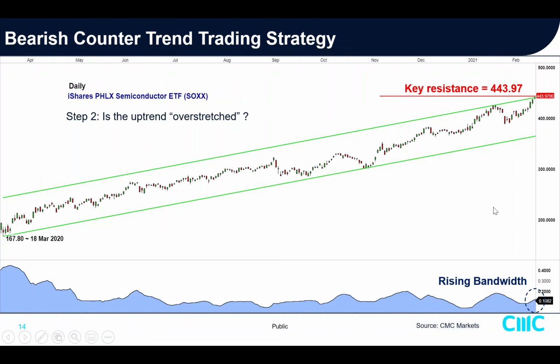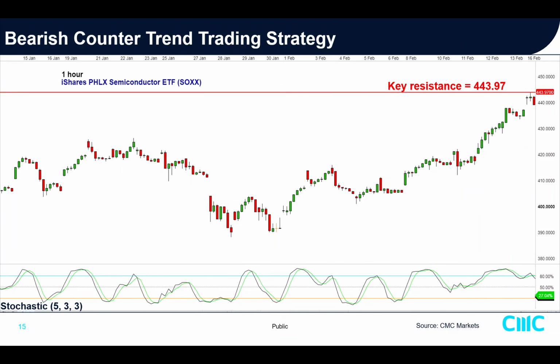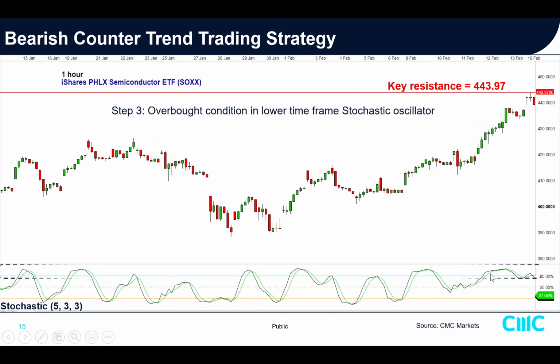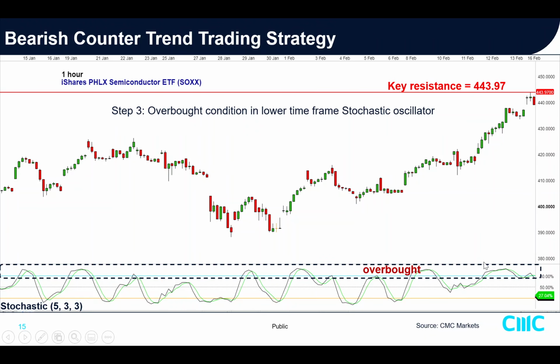So till then, we only look at a very short-term pullback in price action, due to this increasing volatility as indicated by the rising bandwidth of this Bollinger Band. The next key thing over here is I want to make sure that in the shorter time frame, the 1 hour time frame of stocks at the key resistance has led the stochastic oscillator to actually hover in the overbought region. All right, that's step 3, which is checklist done.